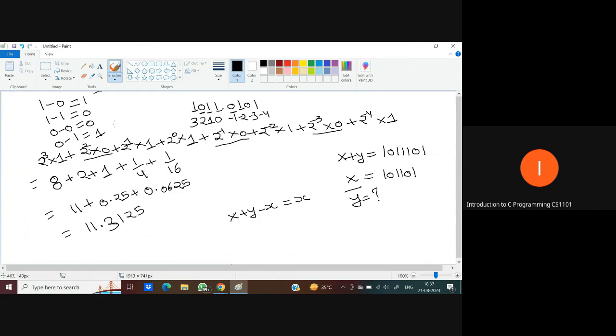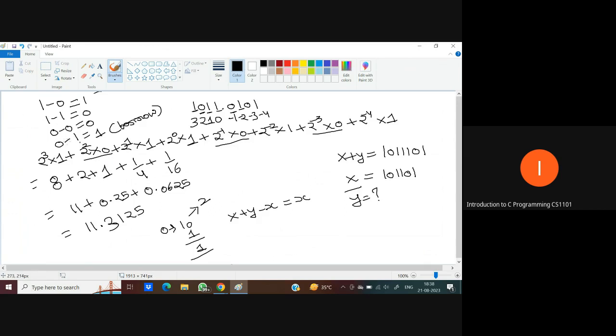But in that case, a borrow will be required. You will have to take a borrow from another binary digit. And once you take a borrow, it will become 1 0. When a 0 takes a borrow, it becomes 1 0. And 1 0 in binary becomes 2. And when you subtract 1 from 2, you get 1. So this is the logic behind it.